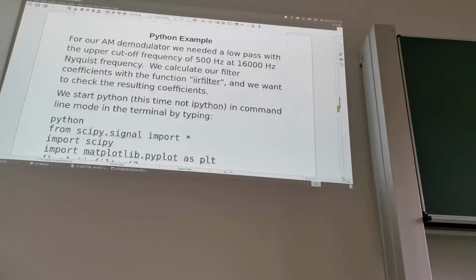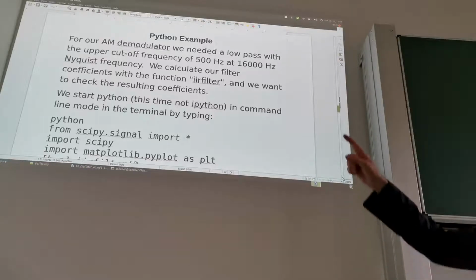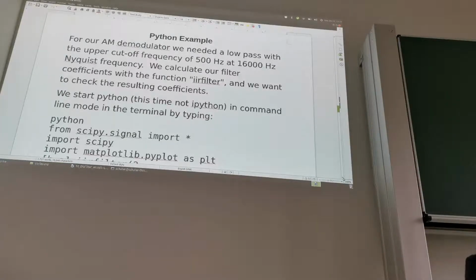So here a Python example. For our AM demodulator, we needed a low pass with the upper cutoff frequency of 500 Hz at 1600 Hz Nyquist frequency, which means 32 kHz sampling. Right? So we calculate our filter coefficients with the function iirfilter, and we want to check the resulting coefficients, right? Because we never know what you actually get. In the arguments you can give your wishes, but it's not clear if your wishes will be fulfilled depending on what combinations of arguments you have.